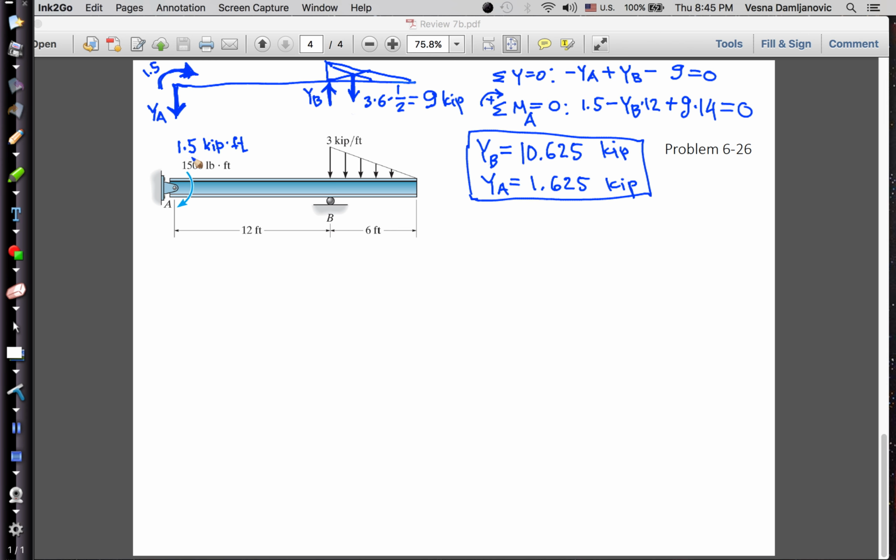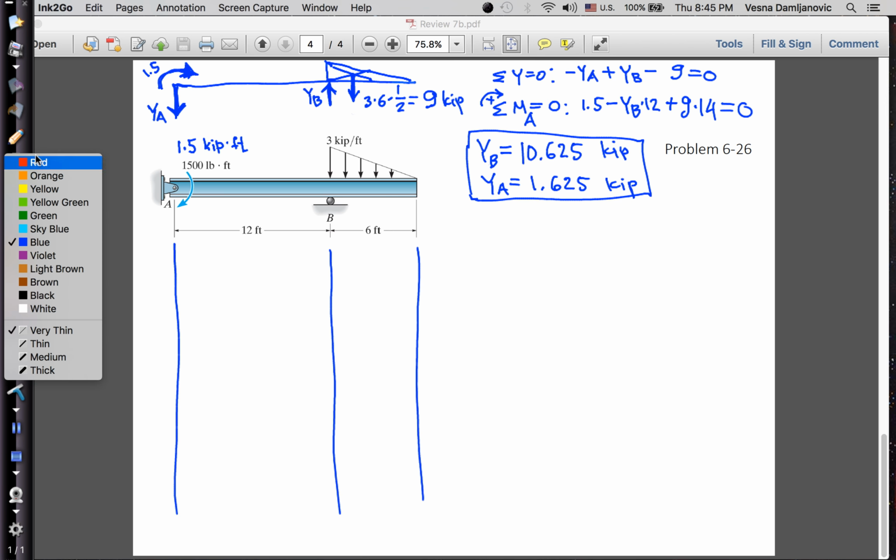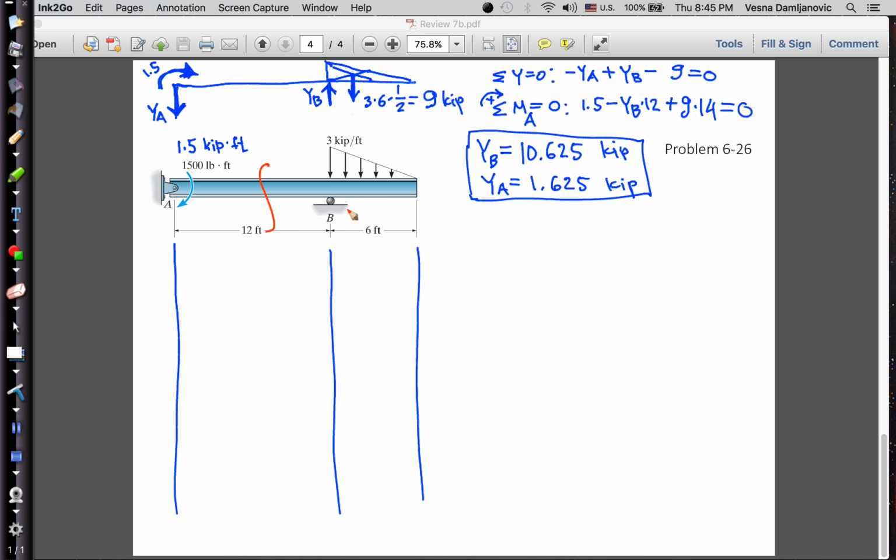And then the next step is to start drawing our sections and writing the shear and moment diagrams. Okay, so let's do first the shear. We have two sections, right? So I'm going to cut, this is the first section, and I'm going to write for 0 to x to this point, which is 12. This is all in feet.